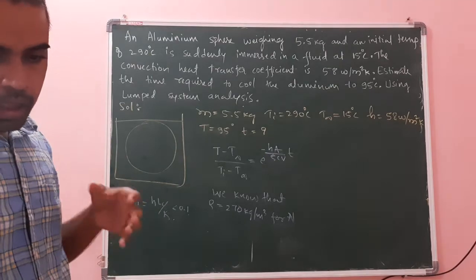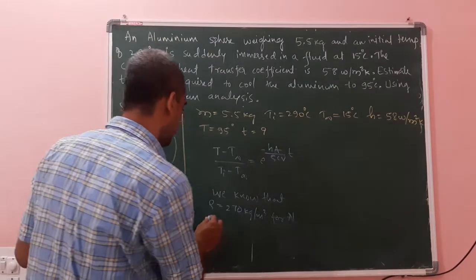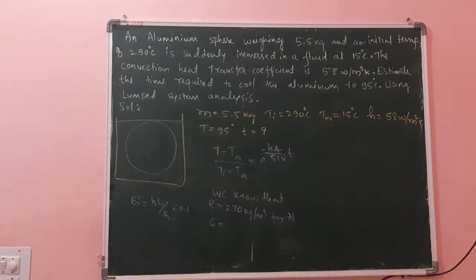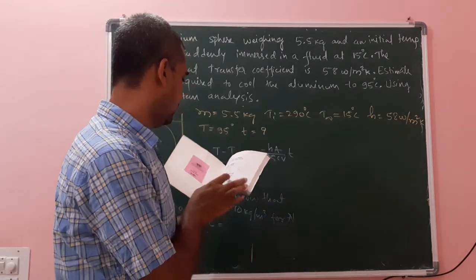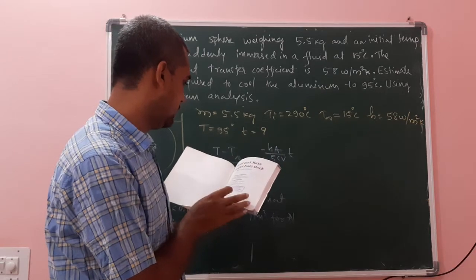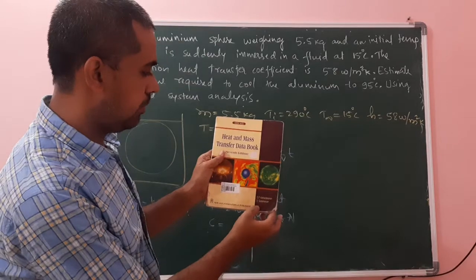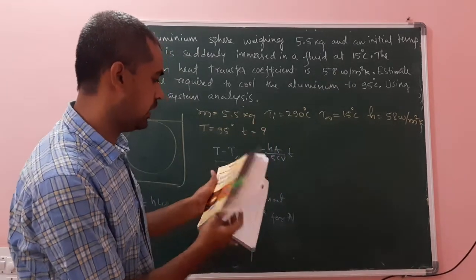And specific heat, I think C also they have not given. C is equal to specific heat. I will show where it is in the data book. I have got the data book, 7th edition. If you see, this is the Kothandaraman Heat Transfer Data Book.